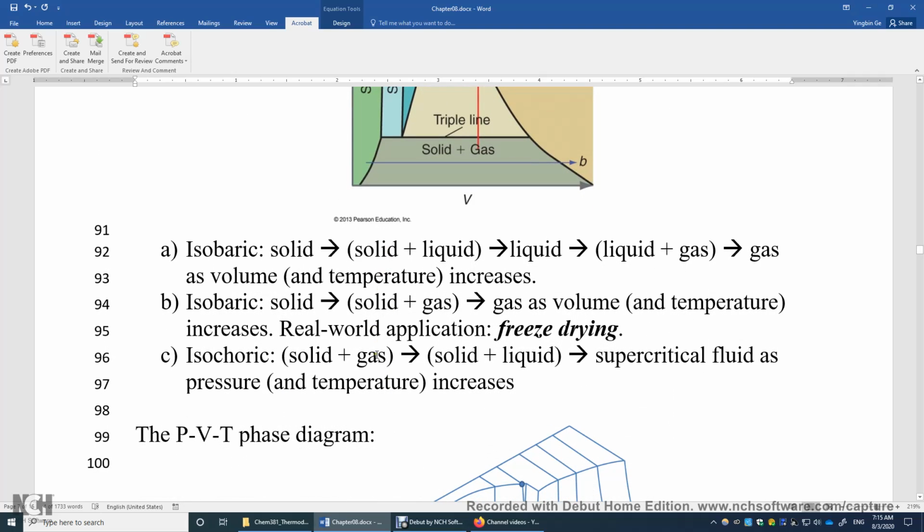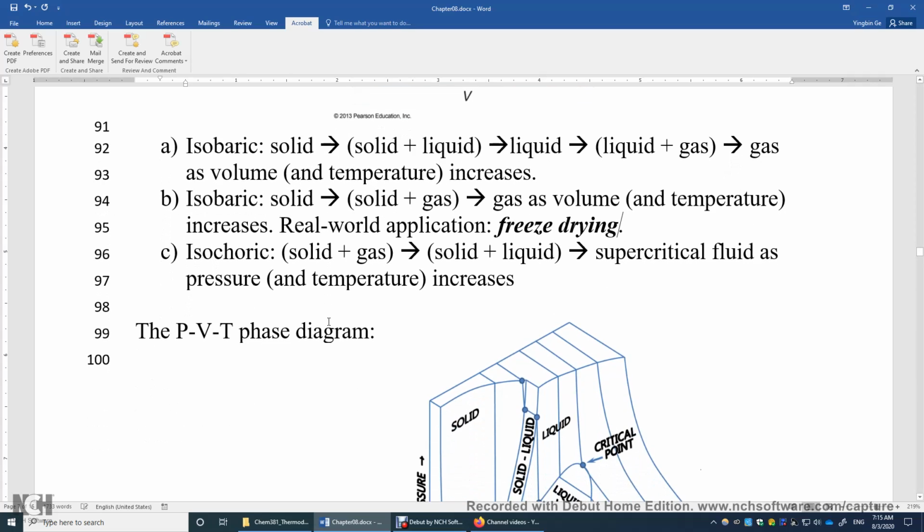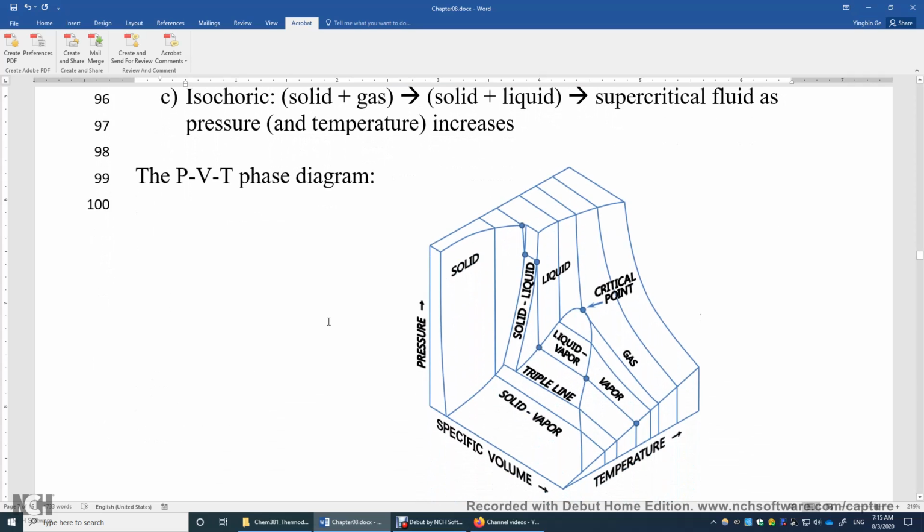So those are the descriptions of process A, process B, and process C. Oh, by the way, this process B is very useful in industry. It's called freeze drying. So you can actually get rid of water by freezing something wet, and then allow the ice to sublime. Okay, so it's kind of strange.